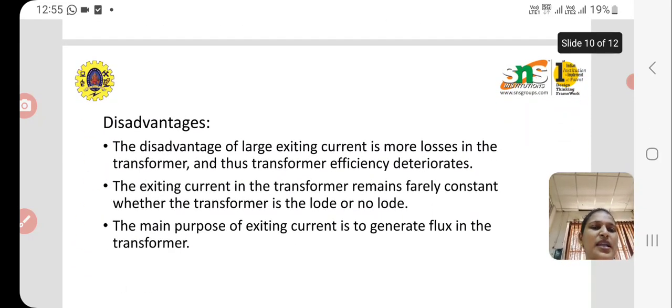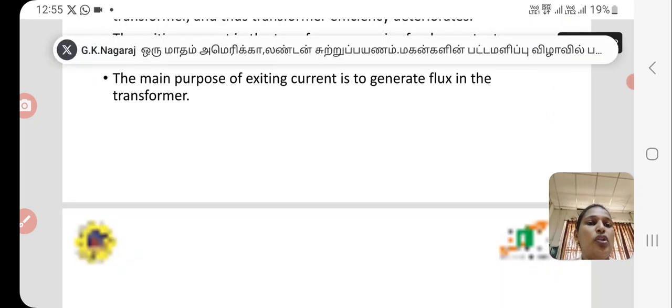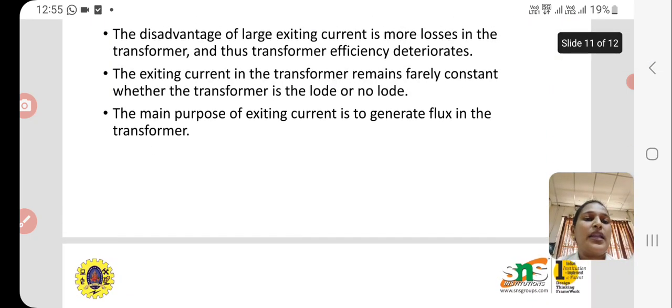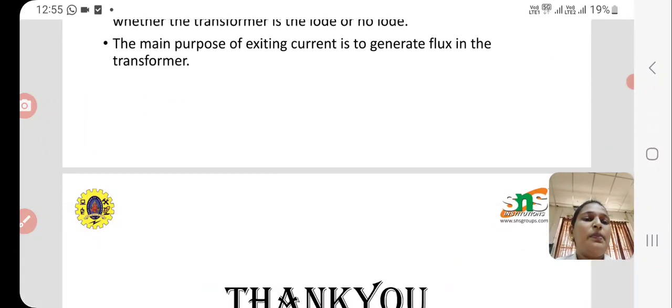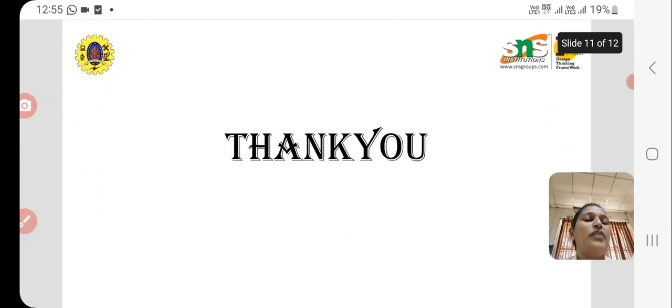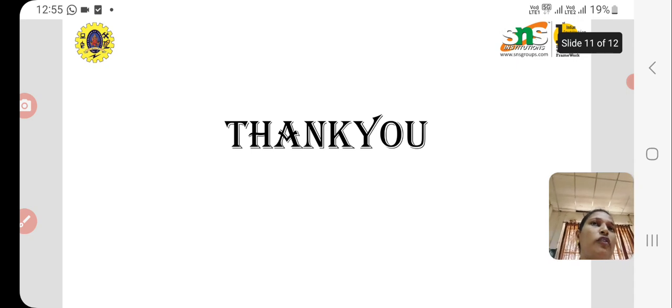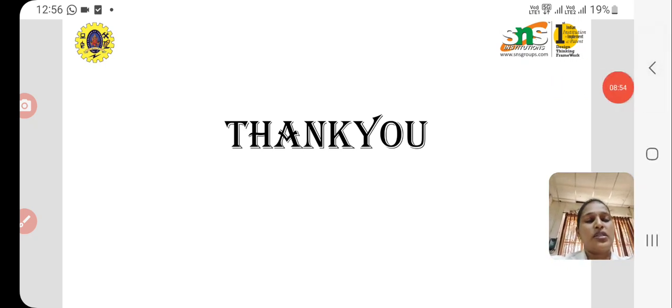The main drawback is that the large exciting currents produce more loss in the transformers, and hence the transformer efficiency becomes lower. The exciting current in the transformer also remains fairly constant, so during load or no load these currents are high. The main purpose of this exciting current is to generate flux in the transformer, so a large amount of power is used for producing flux alone, and high power loss is involved in these current transformers. With this we come to the conclusion of CTs.